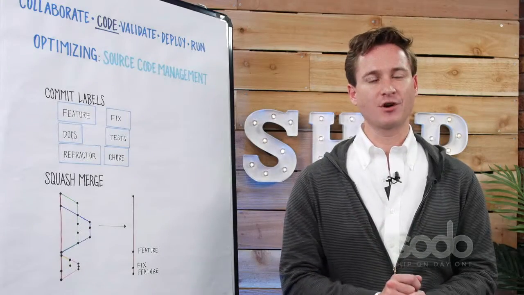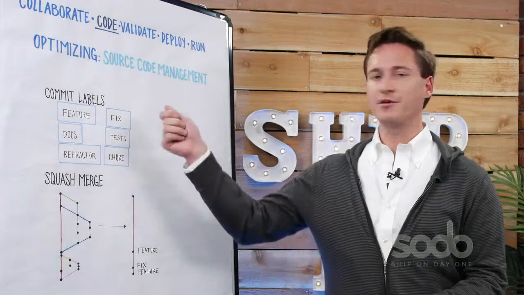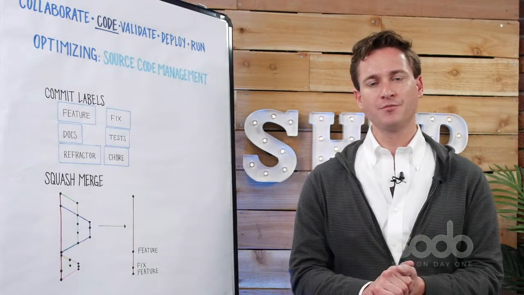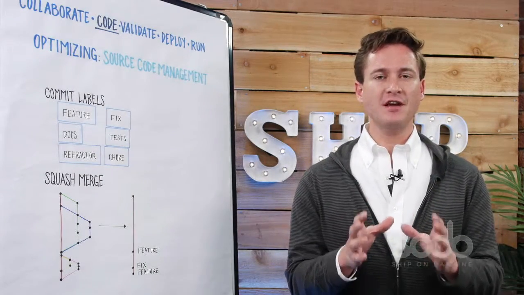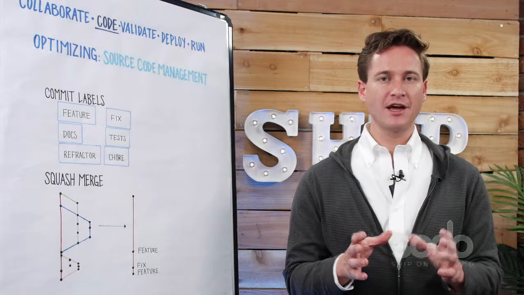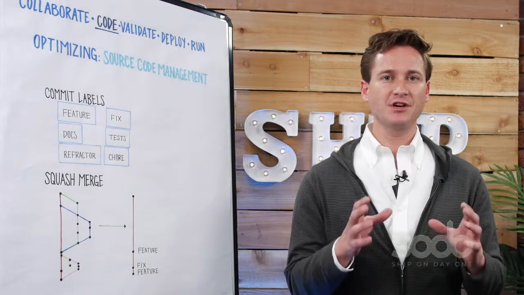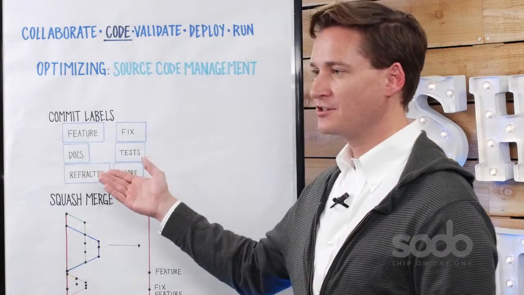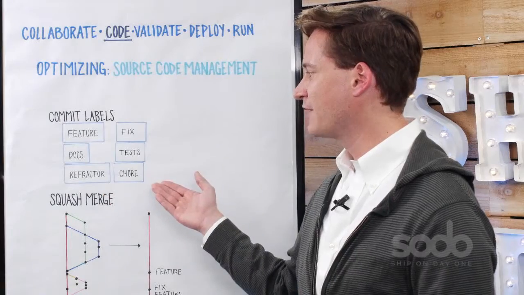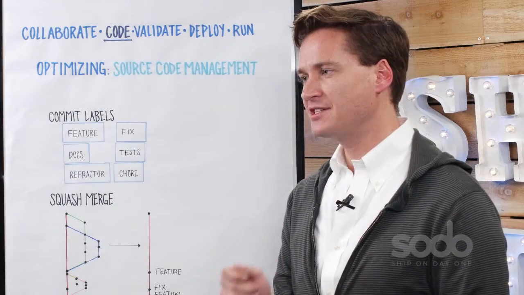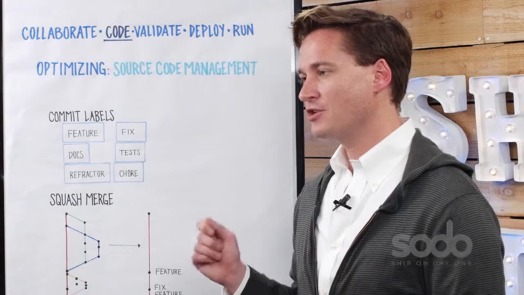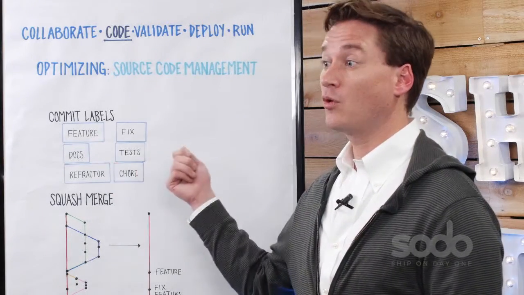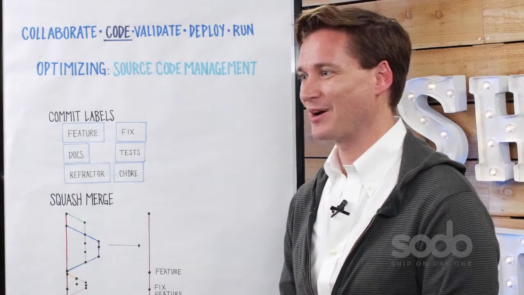The two tactics that we're going to talk about today are commit labels and squash merges. Let's talk about commit labels. On your team, think about the types of commits that you make and try to bucket them into a series of labels. Here are a few that I use: feature, fix, docs, test, refactor, and chore. Almost every single commit that I write falls into one of these buckets. Most of the things that I write are either features or are fixes if I've introduced a bug.